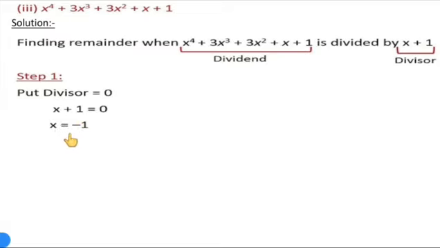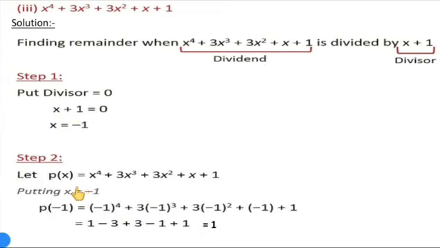Now we are going to put this minus 1 in the dividend. We get p of x equals the dividend here. Now putting the value of x in this dividend, we get p of minus 1 equals (minus 1) to the power of 4 plus 3 into (minus 1) to the power of 3 plus 3 into (minus 1) to the power of 2 plus (minus 1) plus 1. And children, here minus 1 to the power of 4 we get plus 1. How?